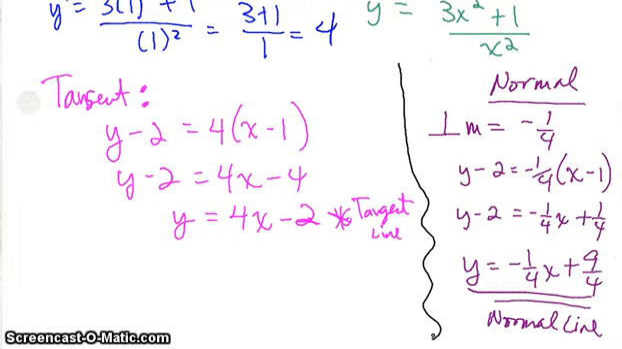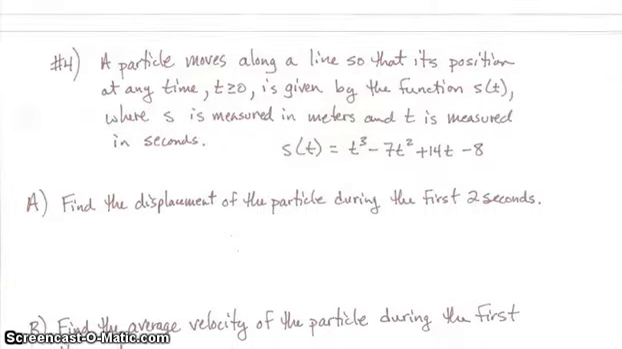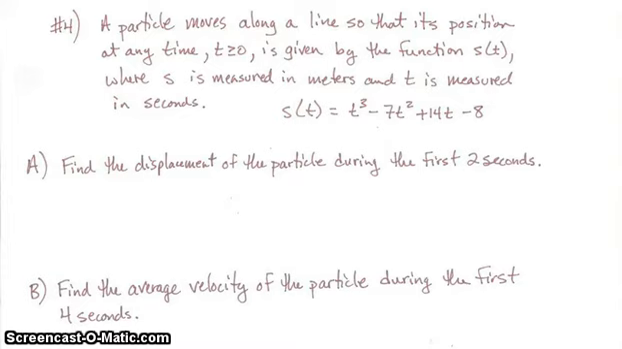We're talking about different phases, being able to take derivatives, being able to apply derivatives, seeing what their relationships are. Example 4. A particle moves along a line so that its position at any time is given by the function where s is measured in meters and t is measured in seconds. And here is our position function. Find the displacement of the particle during the first 2 seconds.